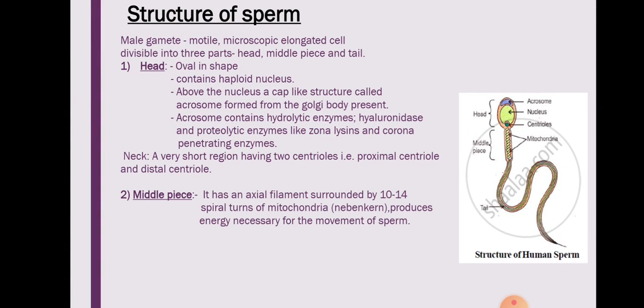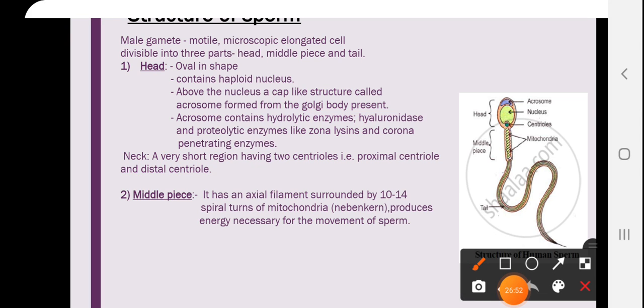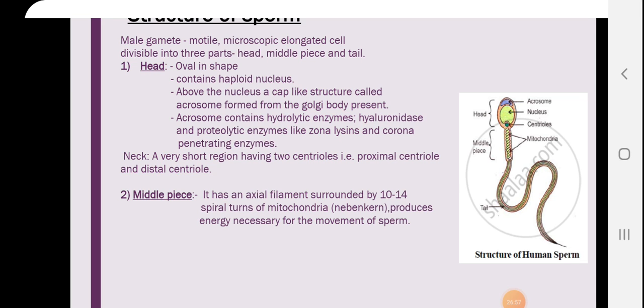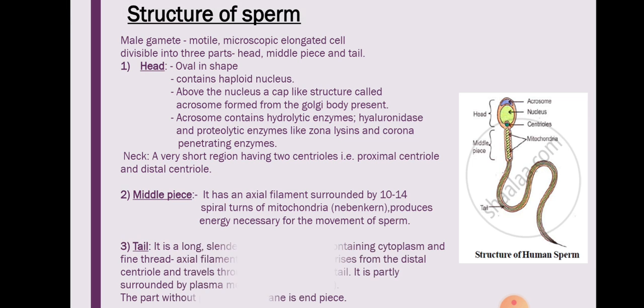Then the next region is the middle piece. It has an axial filament surrounded by 10 to 14 spiral turns of mitochondria, which is called the Nebenkern. This is very essential because it provides energy for movement of the sperm. Sperm has to move through the female genital tract. So this middle piece has a spiral of mitochondria providing the energy.